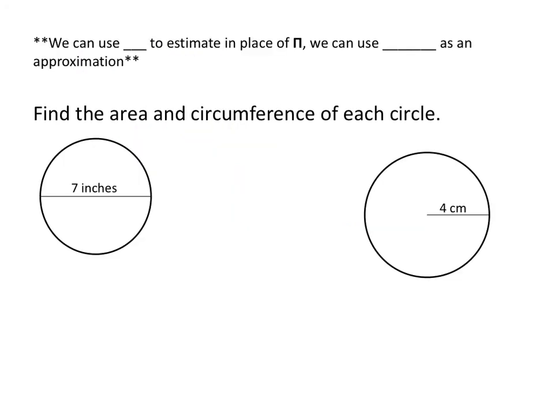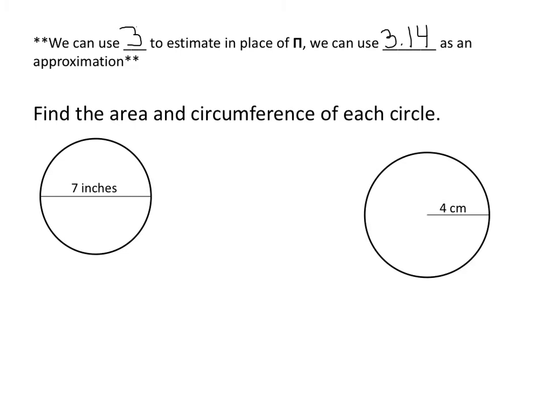So now when we're working with circumference and pi, we can use 3 to estimate in place of pi, and we can use 3.14 as an approximation value. So when we're just estimating, we can use 3. When we are actually finding the circumference, if we're just getting an approximate value, we can use 3.14. Otherwise, on some of your calculators, you might actually have a pi button to use too.